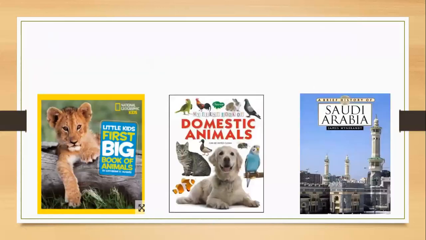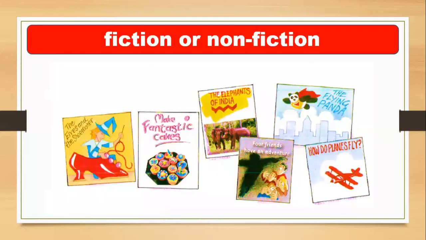So you have to repeat. So now here are some more books. 1, 2, 3, 4, 5, 6. We have 6 books, and fiction or non-fiction. You have to think about it. This book about the shoemaker, the olives and the shoemaker. So this is fiction because it has character.